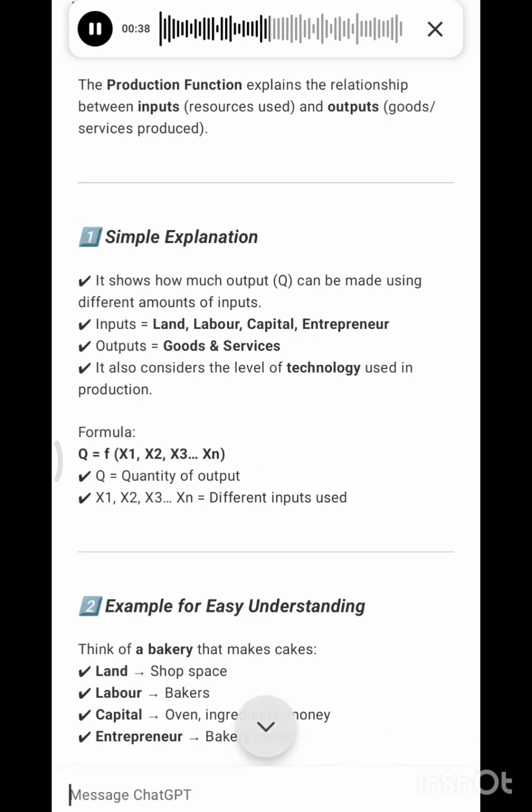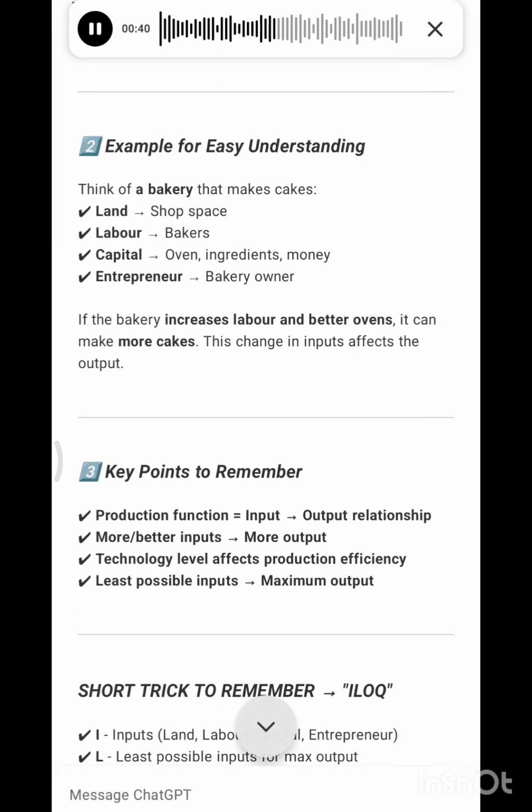Think of a bakery that makes cakes. Land: shop space. Labor: bakers. Capital: oven, ingredients, money. Entrepreneur: bakery owner. If the bakery increases labor and gets better ovens, it can make more cakes. This change in inputs affects the output.